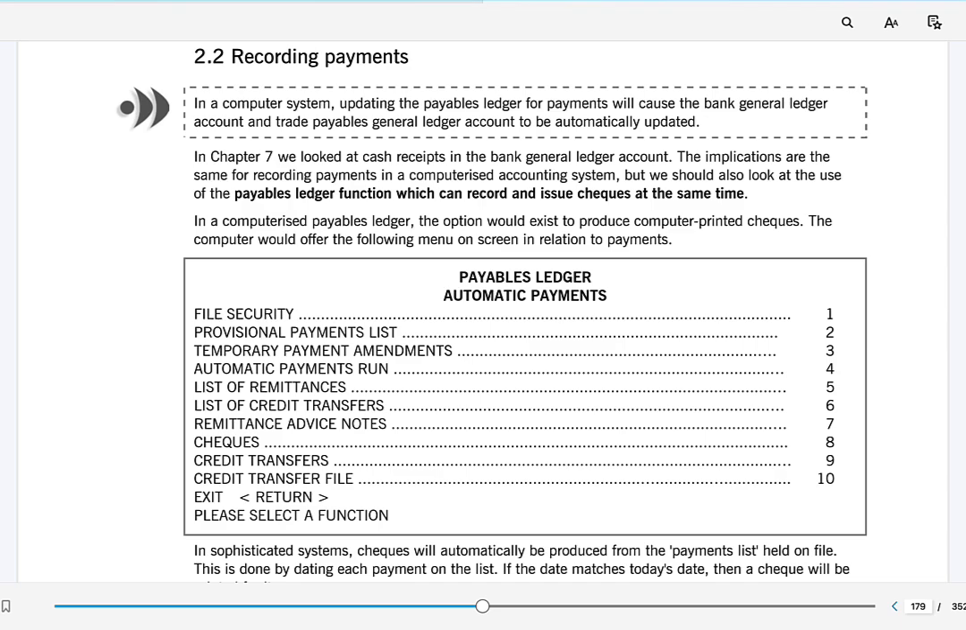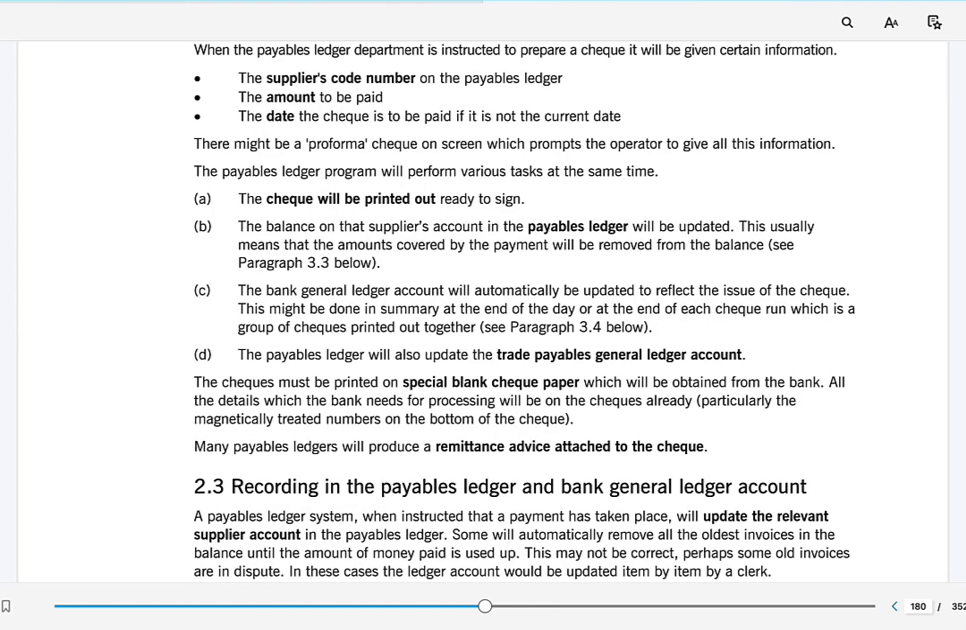Step 4. The clerk enters the key information required for the payment. The book explains that the clerk will be given certain information. The most important ones are the supplier's code number. This is the short code the business uses to identify the supplier in the system. For example, instead of typing Rapid Supplies every time, the supplier might be coded as something like RAP or 01 RAP. The amount to be paid. This must match the approved invoice amount after adjusting for credit notes or discounts, if any apply.